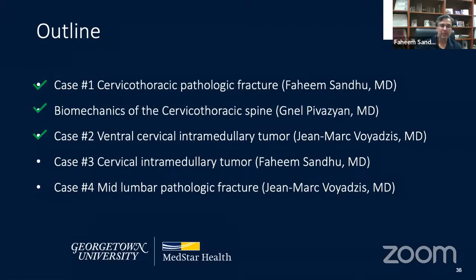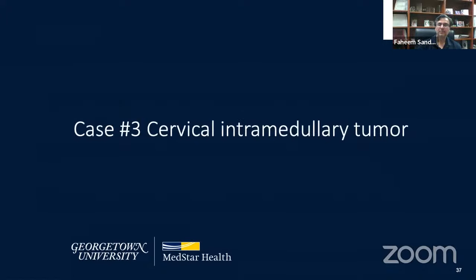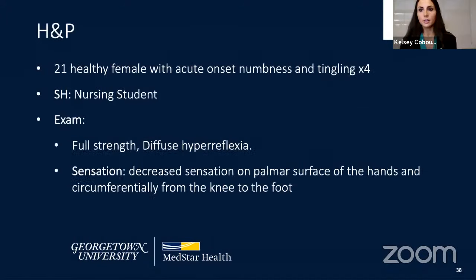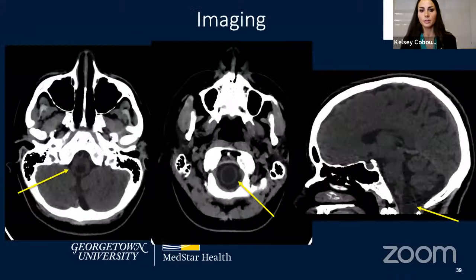Very good. Kelsey, do you want to start with the next case? Yeah, absolutely. So our third case is a young woman with an intramedullary tumor in the cervical spine. She's a 21-year-old healthy female nursing student who presented to the ED with acute onset of numbness and tingling in her hands and feet, which actually came on while she was on a nursing school shift. On exam, she was full strength, no motor deficits, but she was diffusely hyperreflexic. And on her sensation exam, she had decreased sensation on the palmar surface of the hands, and then from below the knee to the feet on both legs.